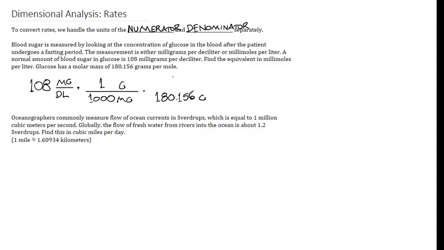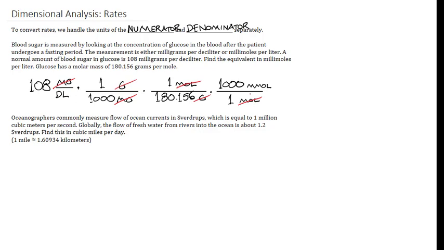180.156 grams is equivalent to 1 mole of glucose. And then, to convert a millimole, if 1,000 milligrams is 1 gram, 1,000 millimeters is 1 meter, 1,000 milliliters is 1 liter, as you might guess, the nice thing about the metric system is that 1,000 millimoles is the same as 1 mole. Again, the units divide just like if they were variables, so the milligrams go away, the grams go away, and the moles go away. And so we're most of the way there.